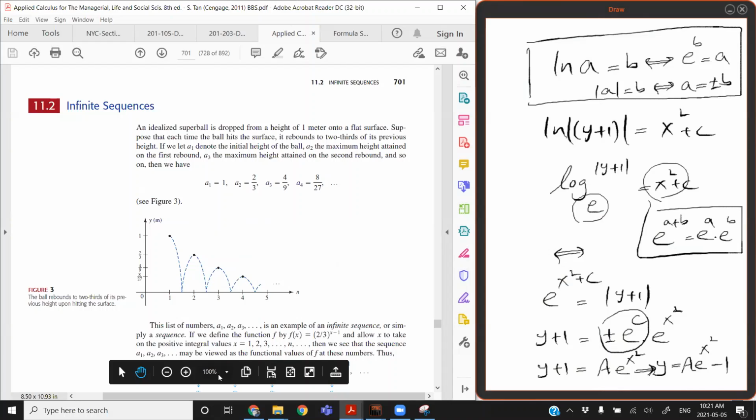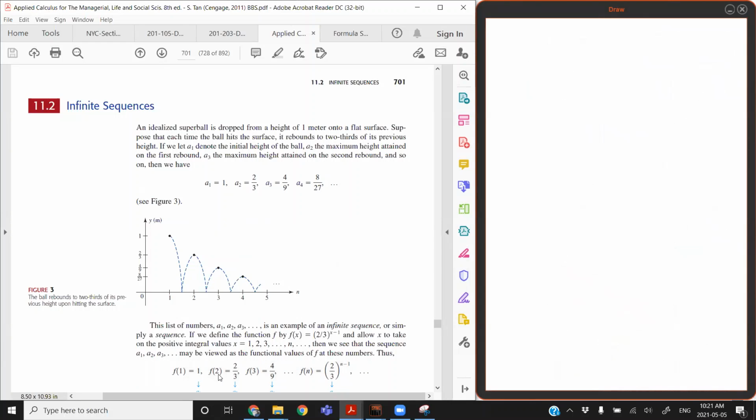Infinite sequences. I'm going to begin with an example. An infinite sequence is basically an endless list of numbers with a certain pattern in them. The easiest infinite sequence that I can think of is the sequence of natural numbers: 1, 2, 3, 4, 5, forever. So that would be an infinite sequence.